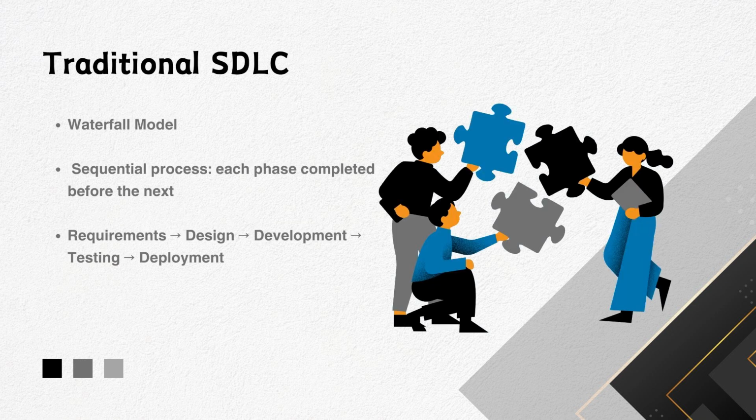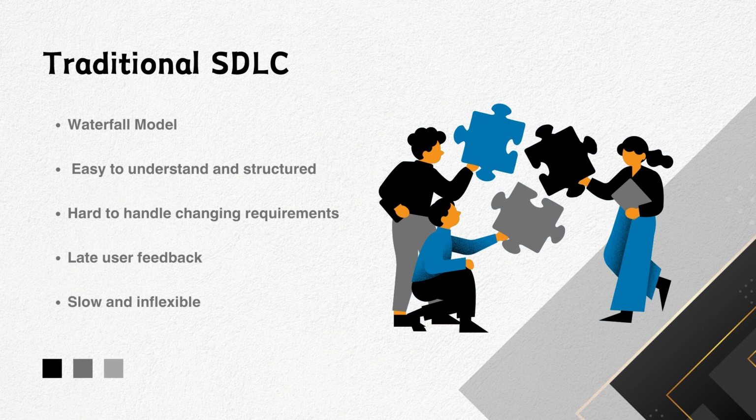Traditional approach to SDLC. Traditionally, SDLC followed a sequential approach, which means each phase was completed fully before moving to the next. This is often called the waterfall model. For example, first, all requirements are gathered, then all design is completed, then development starts, then testing, and so on. While this approach is easy to understand and structured, it has some limitations. If requirements change after a phase is finished, it creates delays and rework. Feedback from users only comes late in the process, usually after the product is delivered. It's slow to adapt to changes, which makes it less flexible.